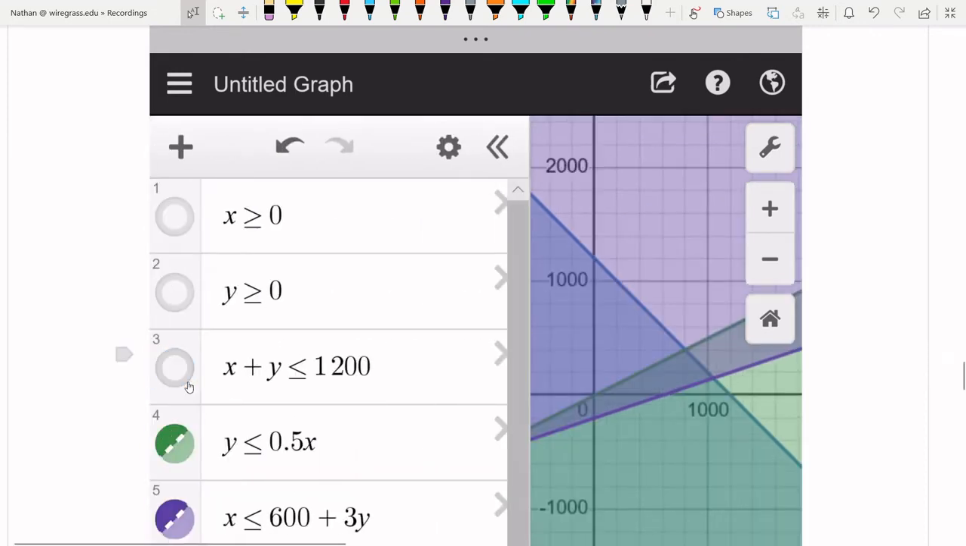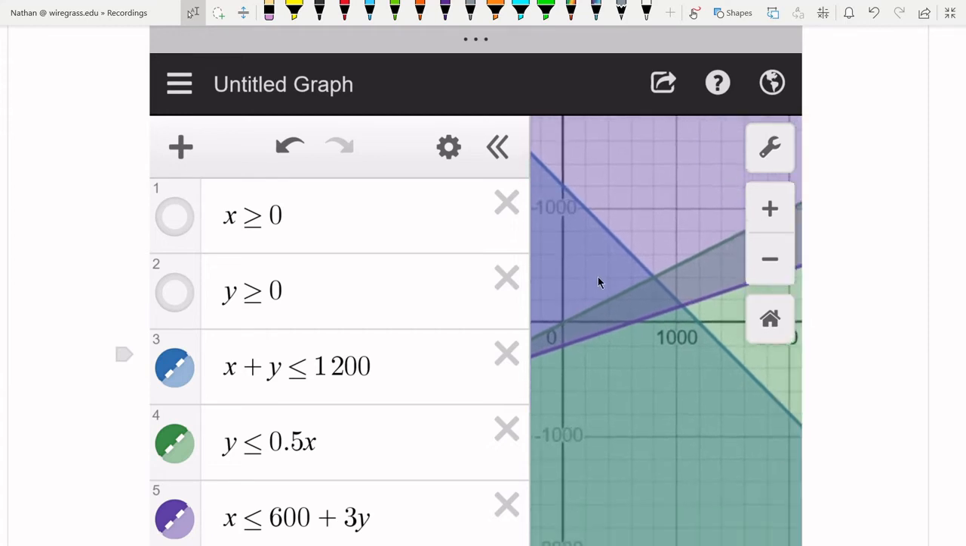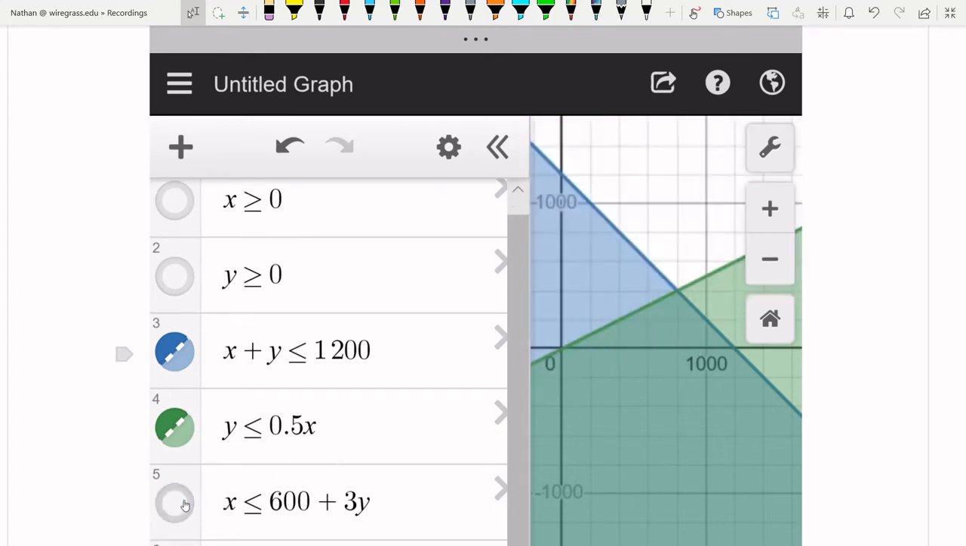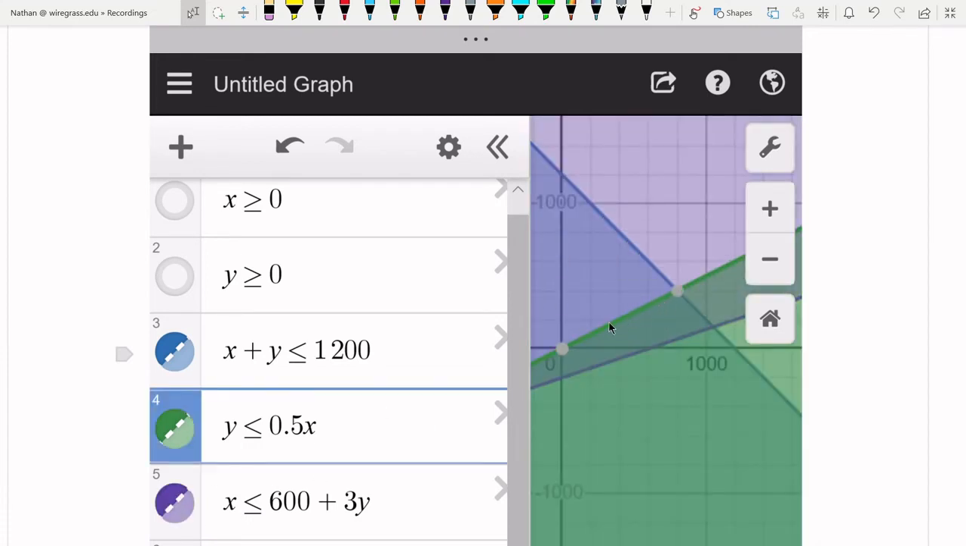Now the next one says this one. We can see that from this one, this side of this blue line is shaded. So everything that's on this portion here, this triangle. Okay, and then in that triangle, we have the green says it has to be everything below this green line here. So everything in this triangle now. And finally, the purple says we must be above the purple line. So that means that we are everything in this polygon.